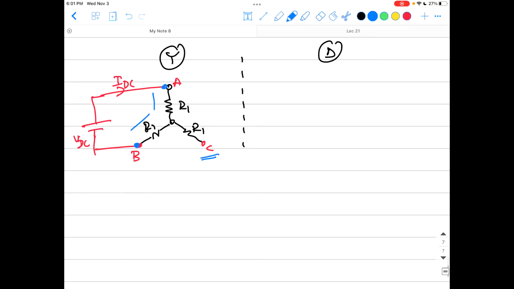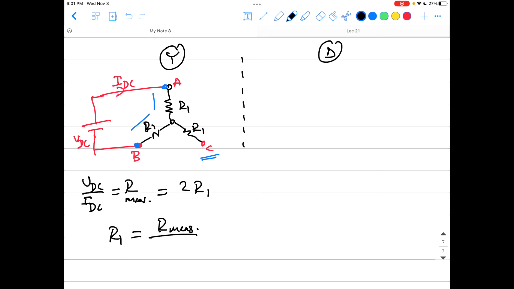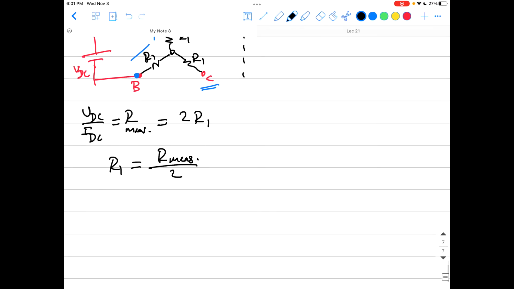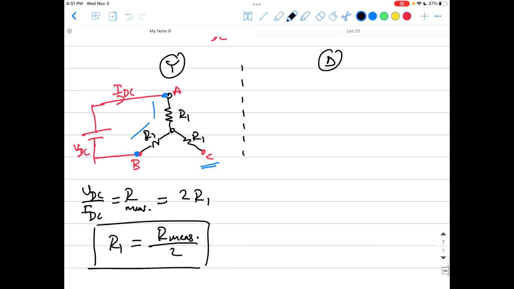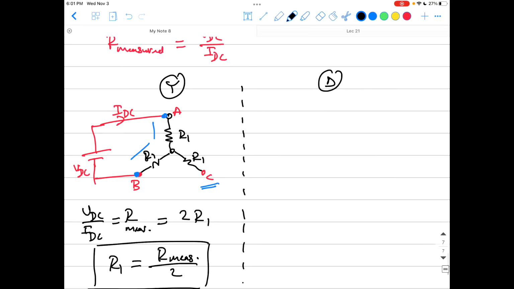Okay, so from this, VDC over IDC, which is the R measured, is equal to 2R1. So to find R1, which is the stator resistance, you just divide this measured resistance, VDC over IDC, sorry, by 2. Okay, guys? So you don't just get VDC over IDC and move away, because now it's not the actual resistance of the phase. Now it's the resistance of two phases added together, because that is Y connected. Okay?